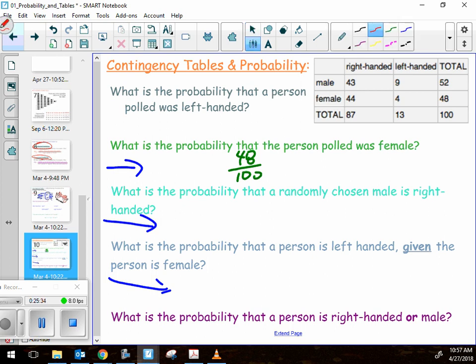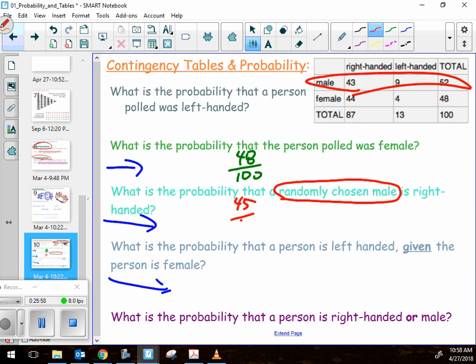When they said randomly chosen male, could you tell they were only picking from the males? That meant it was narrowed down to just that part. If you used any other number, you screwed up. Get what I'm saying? When they narrow it down to just males, then you can only use that part of the chart, and therefore the answer must have been 43 out of 52.